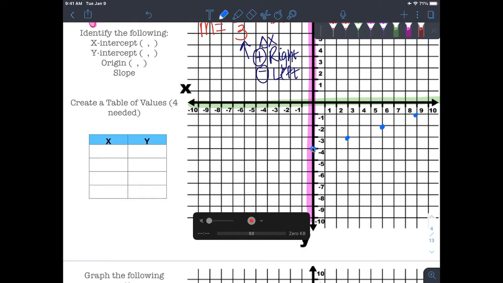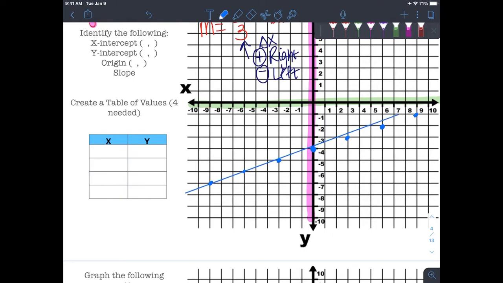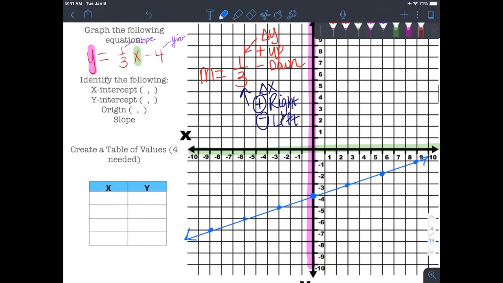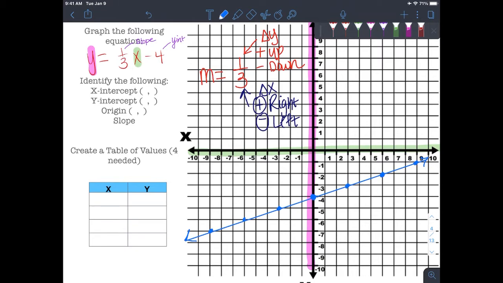However, what do I do in the opposite direction? Well, I do exactly that, the opposite. I go 1 down, 3 to the left, the opposite of what I did. And I keep doing it over and over until I run out of graph. Now I have my line. I'm going to go ahead and connect all my points together. And of course, I put my arrows to make sure that I realize that this line is going to keep going forever and ever.